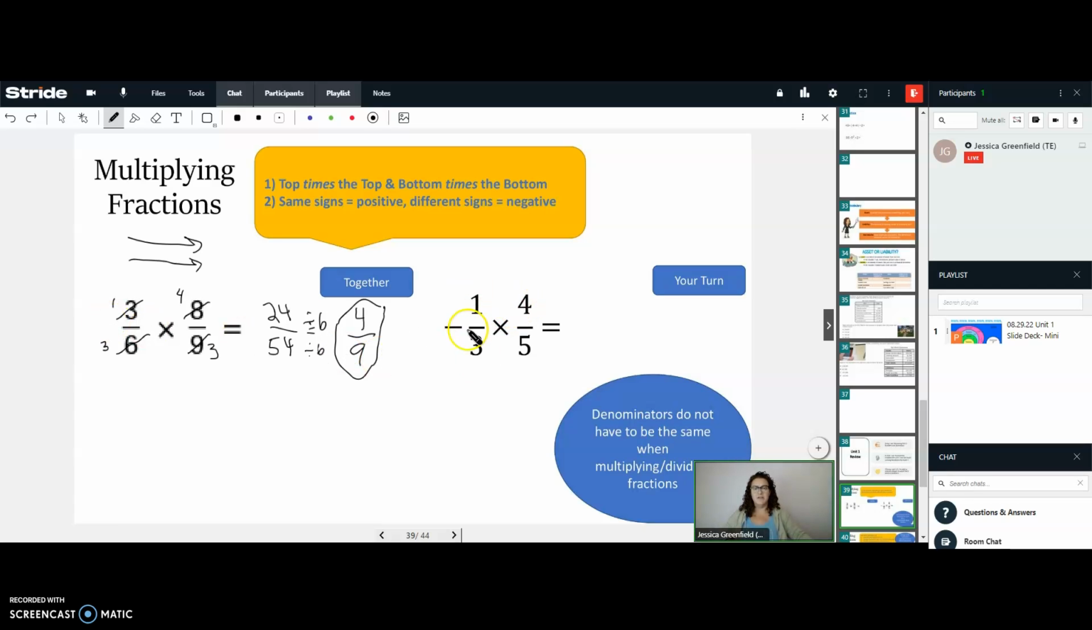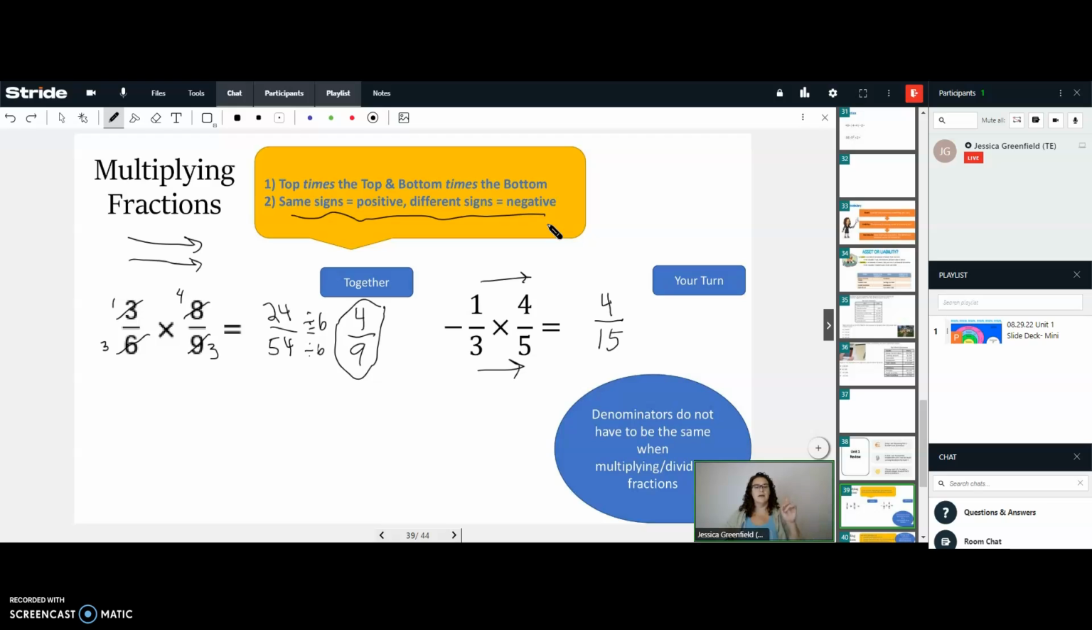All right, let's look at the next one. Nothing can be reduced here. If you think about 5 and 4, they have no multiples, no factors that are going to be in common. So we can't do anything, but we can multiply straight across top and bottom. 1 times 4 is 4. 3 times 5 is 15. Notice I have not even looked at the signs, okay? But I want to point out something here.